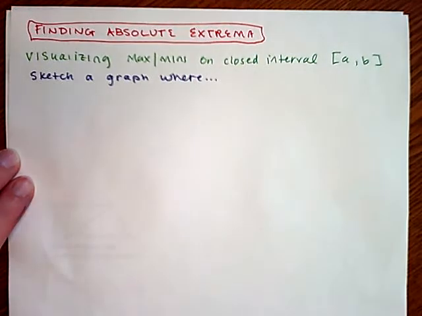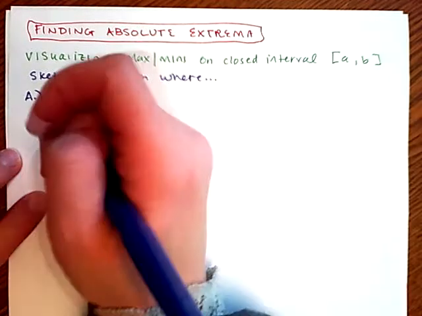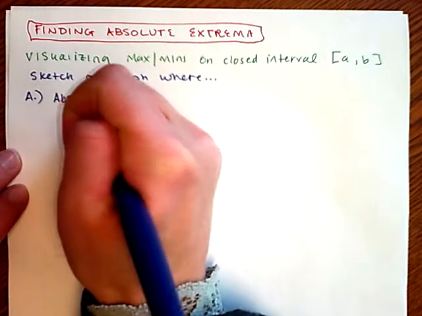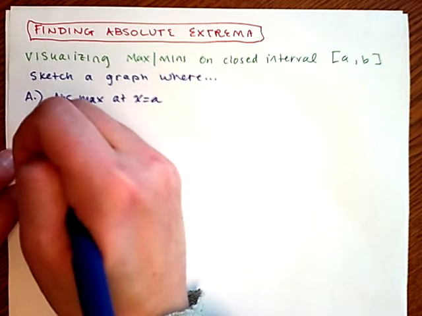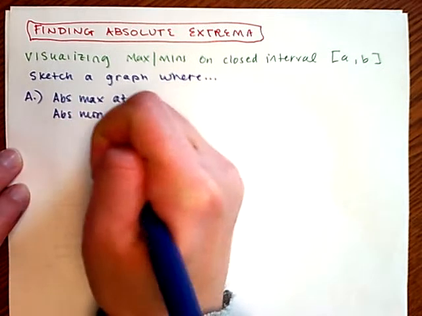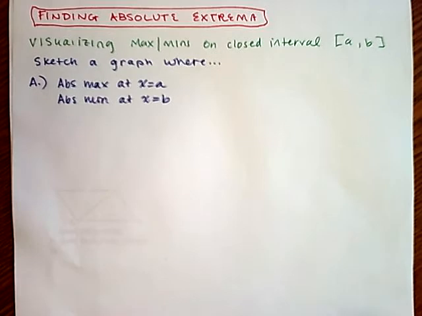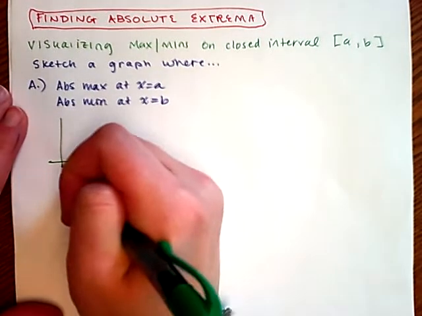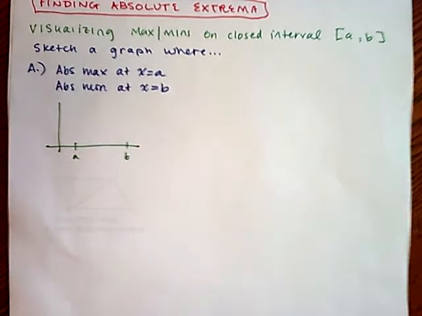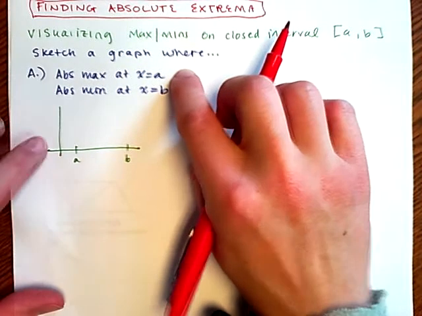Okay, so the first one we're going to do is where we're still thinking about a closed interval from A to B. We have an absolute max at x equals A, at the first endpoint, and an absolute min at x equals B, the other endpoint. To sketch this graph, I can sketch a quick coordinate plane and label a point A and a point B along the x-axis. I want an absolute highest point at x equals A.